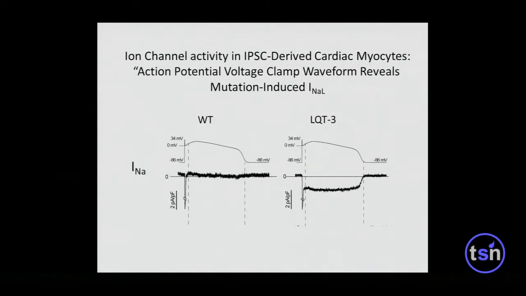So these are the first recordings that we made from these cells. And what we did is we imposed voltage clamp recordings of action potential waveforms. These are the action potentials you would see from a normal adult ventricular muscle. We blocked all channels but sodium channels in these recordings.